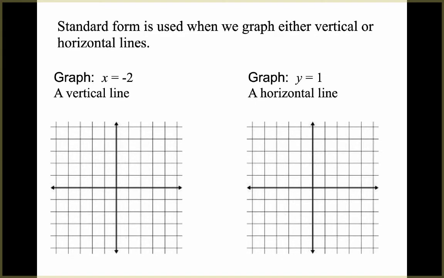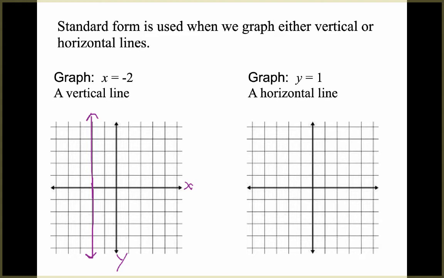So when x equals negative 2, it doesn't matter what y is. If you notice, there is no y in this equation. So no matter what the y variable is, x is always negative 2. So that means that x is always going to be along this vertical line, negative 2. And again, remember, this is your x axis, this is your y axis.